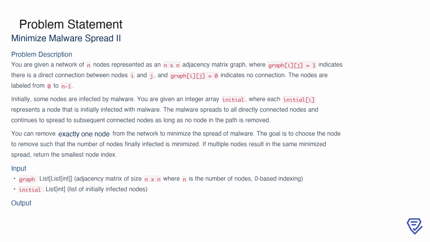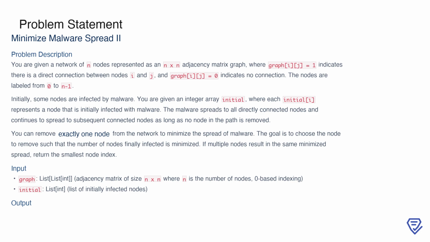Now, some nodes in this network are initially infected with malware, and this infection spreads to all directly connected nodes. It continues to propagate through the network unless we intervene. To stop the spread, you are allowed to remove exactly one node from the network. The objective is to choose this node in such a way that the final number of infected nodes is minimized. If there are multiple nodes that achieve the same result, you must return the smallest node index.